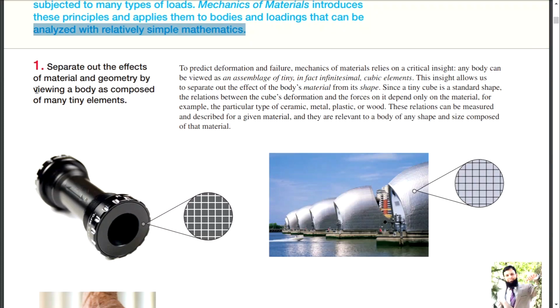Separate out the effects of materials and geometry by viewing a body as composed of very teeny elements. This is important. Teeny elements. Your body by itself can be an element, but you have to consider a subdivisible element, infinite elements. And this is the basic fundamental science of finite element analysis, that all bodies are considered as composed of different elements, and that mesh size you have to decide, and you have to follow some numerical computations to analyze those structures. On the basis of finite element analysis, very complex software has been developed which can analyze your structures within a few minutes. Very complex analysis they can perform in very few minutes.